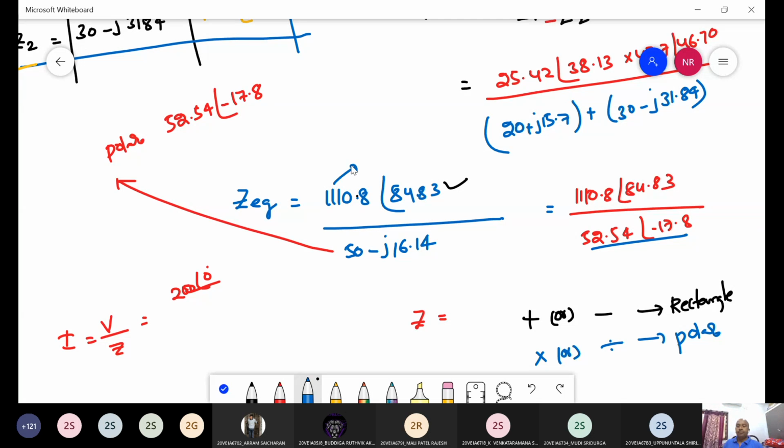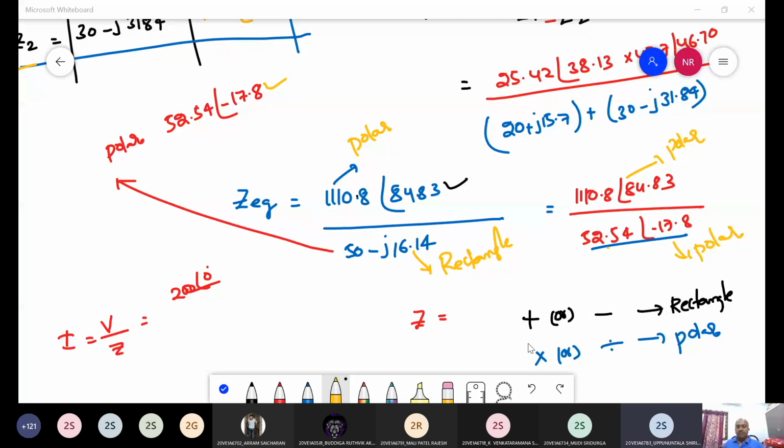This is in which form? Here it is in which form? Polar. Here it is rectangular. So if one is polar and the other rectangular, we cannot divide. Then convert this rectangular form into polar form. Then here we are getting polar. Then I put this polar here, so now both are in polar form, here also it is polar form. Then we can divide. Okay?